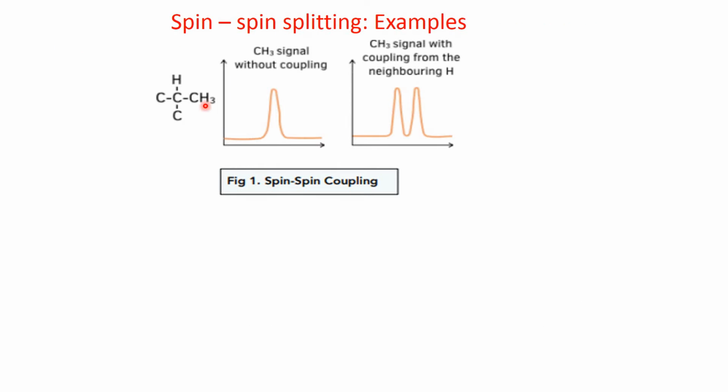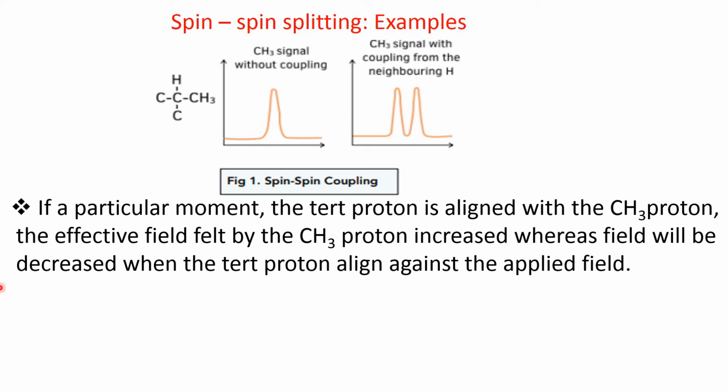Look at here. In this case, these 3 protons of the methyl group have only 1 neighboring proton. So their absorption peak will be influenced by this only one tertiary proton. One tertiary proton means the signal will be split into 2. That means a doublet will be observed. So all these things I already explained. If at a particular moment the tertiary proton is aligned with the applied field, the effective field felt by the methyl protons increases, whereas the field will be decreased when the tertiary proton aligns against the applied field. Already it was discussed.